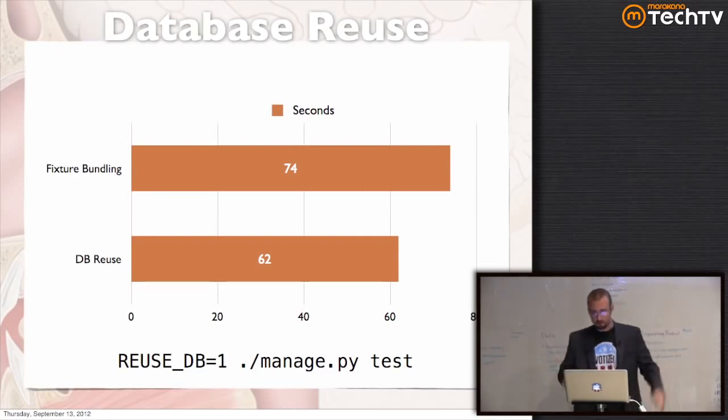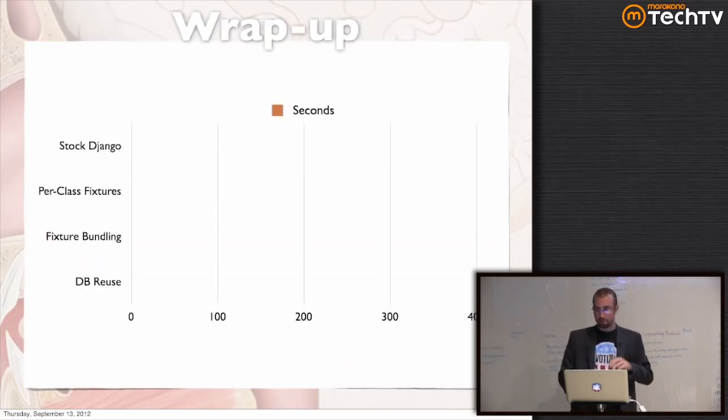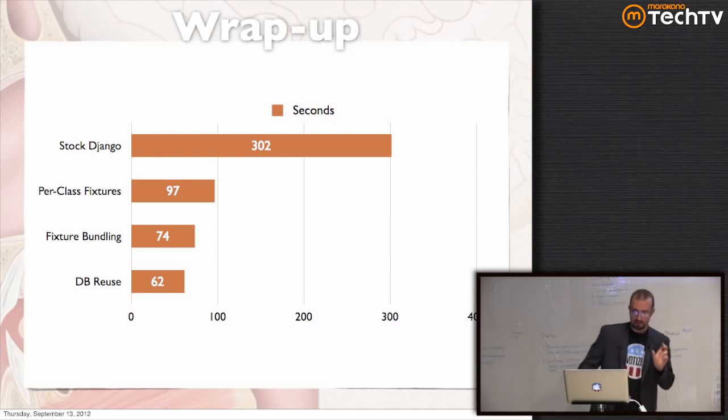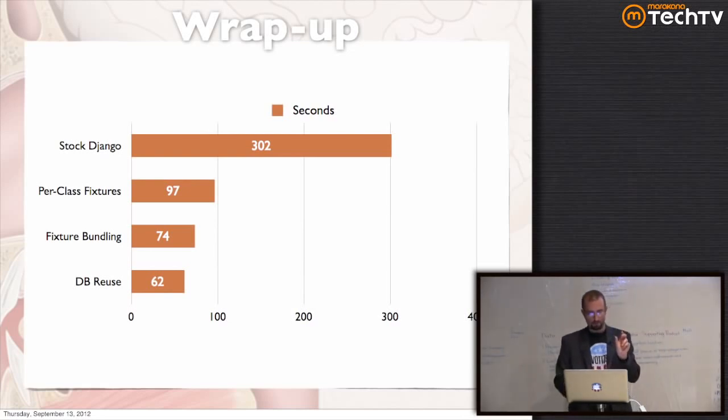But research continues. And that gets us within a whisker of a minute for that project, which is about where I parked it. That's about all I could stand. So here's a summary of the optimization so far. Stock Django, the per class test fixture is the big win. Fixture bundling knocks another quarter off of that. And then database reuse takes that last little 10-second annoyance off.